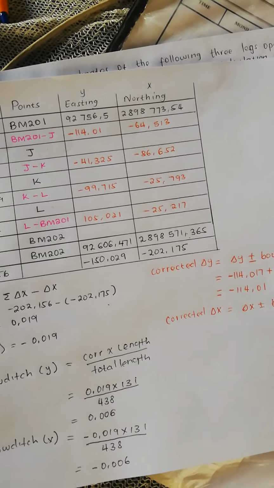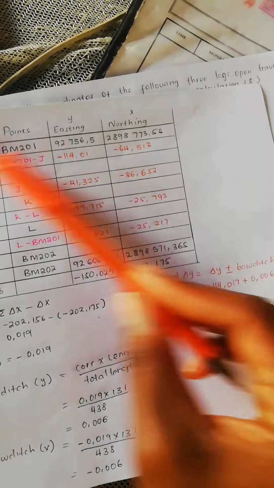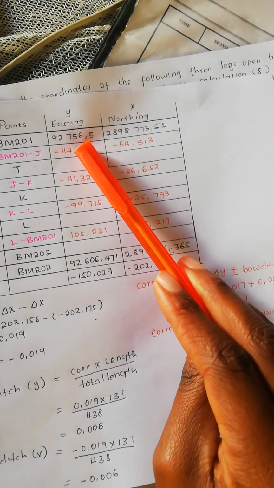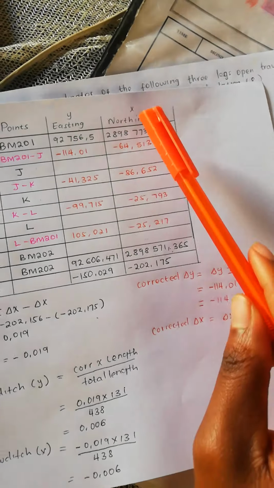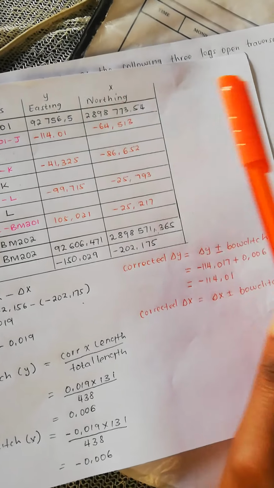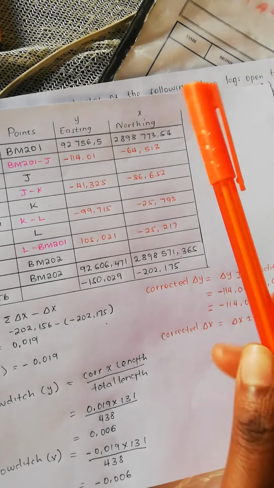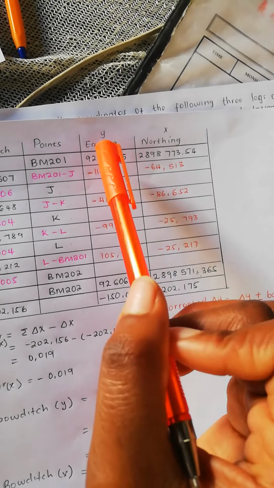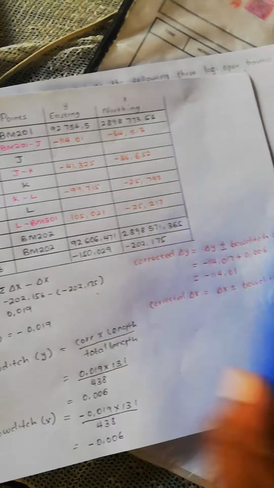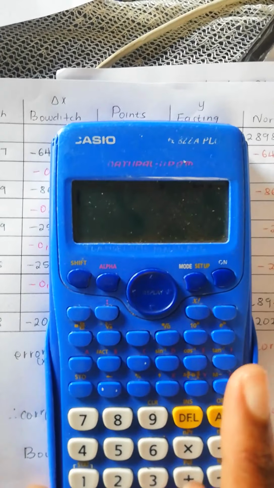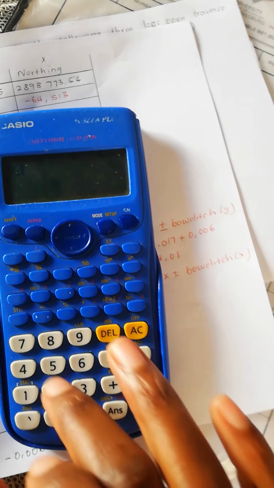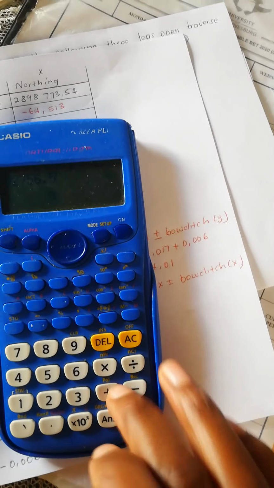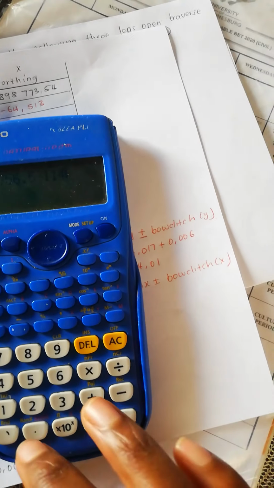To calculate the coordinates is simple here, because you now have everything. You're going to say this coordinate plus or minus the corrected delta Y, and this coordinate plus or minus the corrected delta X, depending on the sign. If your corrected delta X is positive, you add; if it's negative, you subtract. So let me calculate the first one here. It's 92756.5. Remember to pause your video and calculate it yourself.